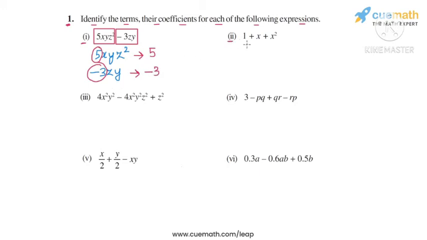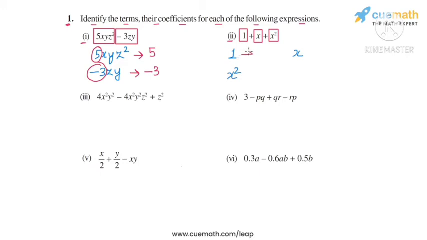The expression in part 2 is 1 plus x plus x square. So the three terms in this expression are 1, x and x square. So these are the three terms of this expression. So let's write these three terms, 1, x and x square. And now let's write the coefficient of each term. The coefficient is the numerical part of each term.